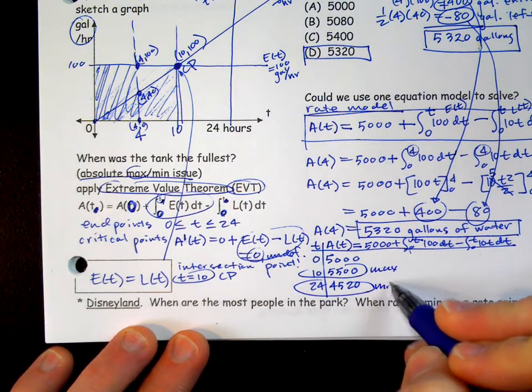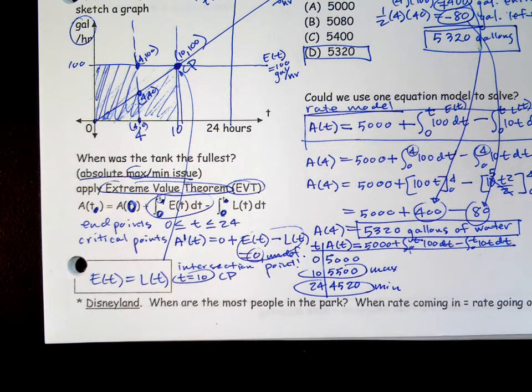So here's your max. Here's your min. Of course, we would write our answer nicely. The maximum amount of water in the tank is 5,500 gallons of water at time t equals 10 hours by extreme value theorem, checking endpoints and critical points. That's the kind of stuff you need to write down if it was for your free response problem.